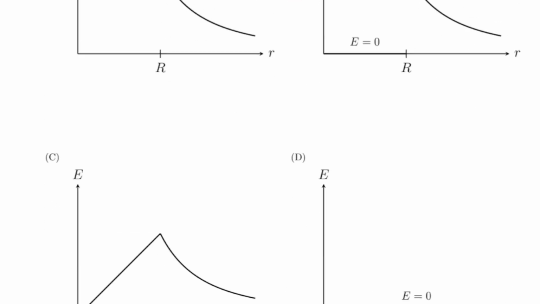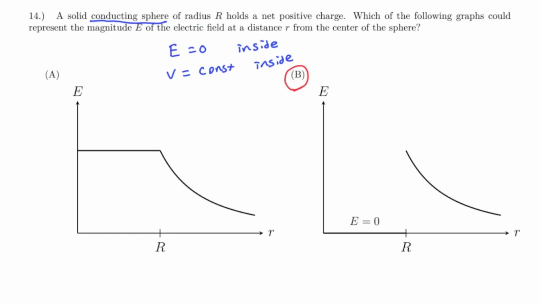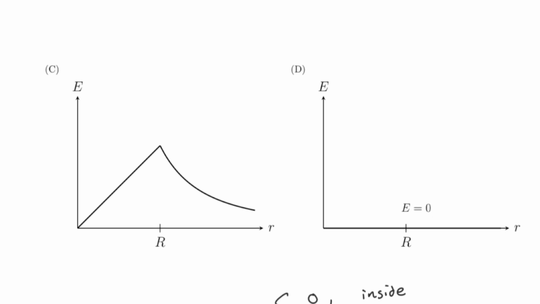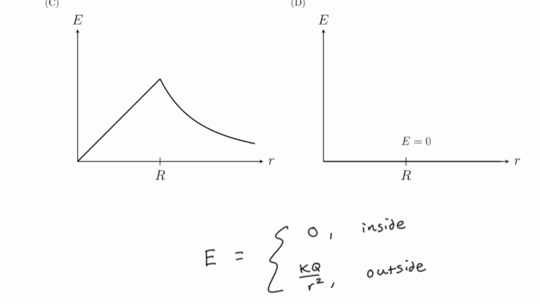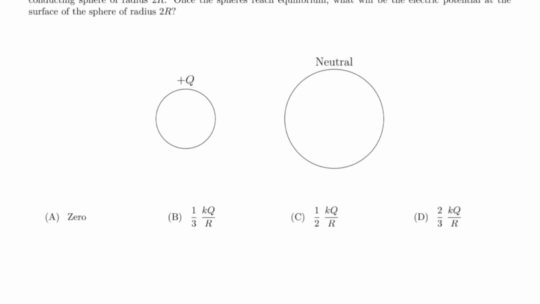So D is just wrong. A would be the potential as a function of r, and C would be an insulating sphere because you can have charge inside. And finally, a conducting sphere of radius r holds a net charge q. The sphere is then placed into contact with a neutral conducting sphere. Once the spheres reach equilibrium, what will be the potential?